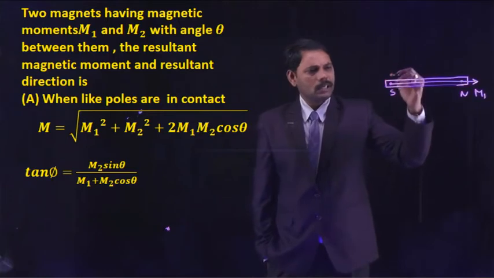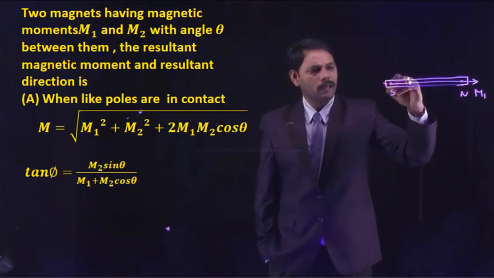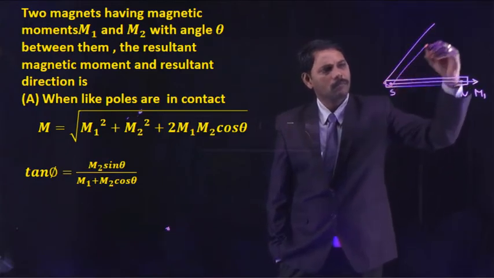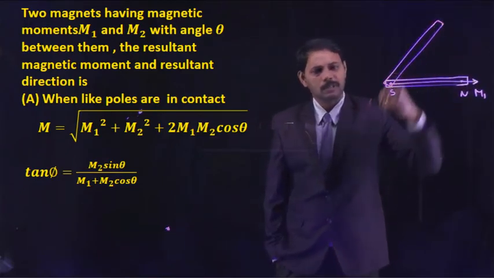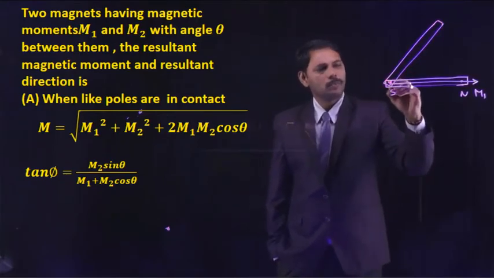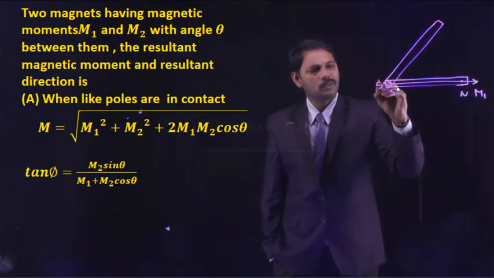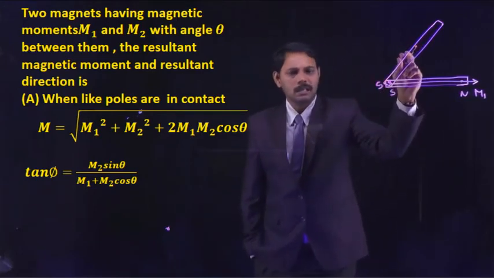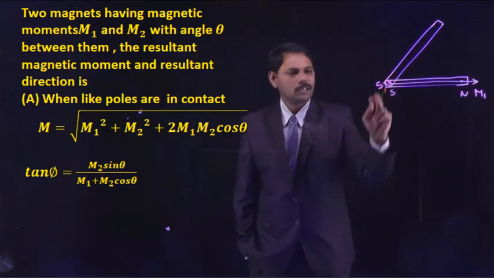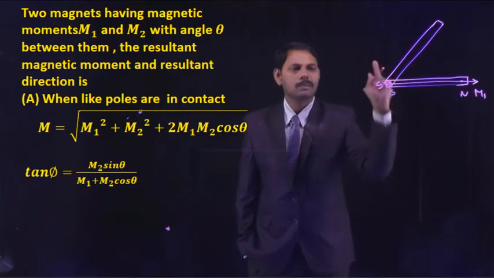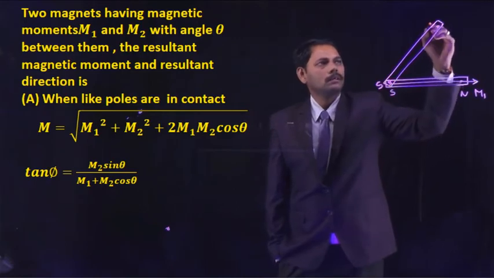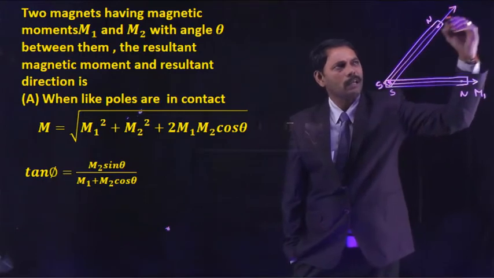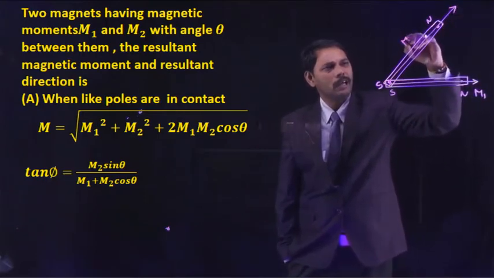Let us consider that in the same region we have one more magnet, kept as shown in the diagram. This is the second magnet, such that the south pole of the second magnet coincides with the south pole of the first. Like poles coincide with each other. This is the north pole of the second magnet, so the second magnet has a magnetic moment along this direction. Let its magnetic moment be m2.